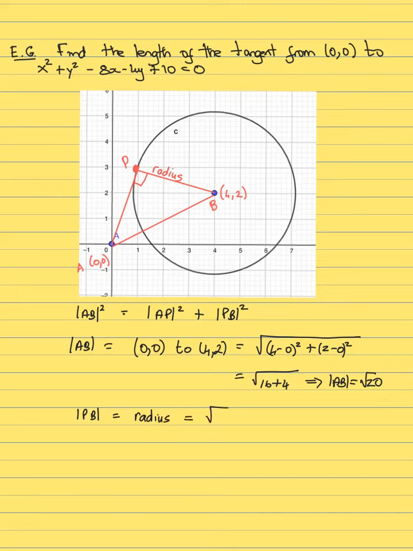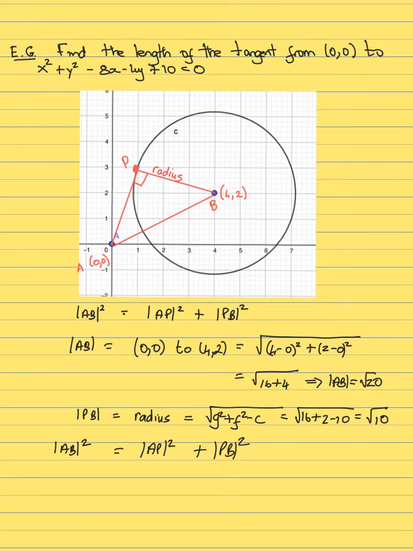We know that the distance from P to B is the radius of the circle, and we can just use the square root of g squared plus f squared minus c to find that. That gives us the square root of 16 plus 2 minus 10, and that gives us the square root of 10. So plugging those back in to AB squared equals AP squared plus PB squared.